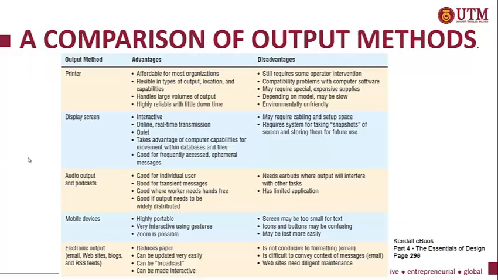This is the example of comparison of the output technology methods. So you have a printer, a display screen, audio output, mobile device, and then electronic output. And then these are the advantages and disadvantages. You can refer to this table in our ebook Kindle, on page 296 for further reading.